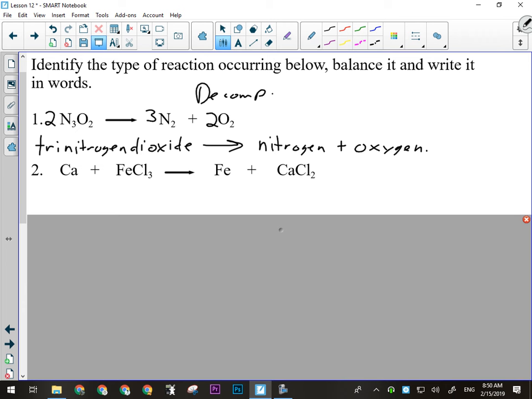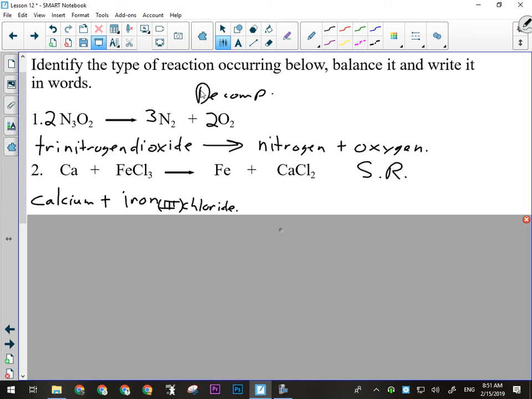For question number 2, okay, I have an element, in this case it's a metal, reacting with an ionic compound that's producing a different element, which is also a metal, okay, and a different ionic compound. Right? What kind of reaction is that going to be? That is a single replacement reaction. Okay, because in single replacement reactions, well, in all replacement reactions, we only have ionic compounds. Okay, in single replacement reactions, it's an element reacting with an ionic compound. All right, so writing this out in words, this stuff is calcium plus iron 3 chloride.